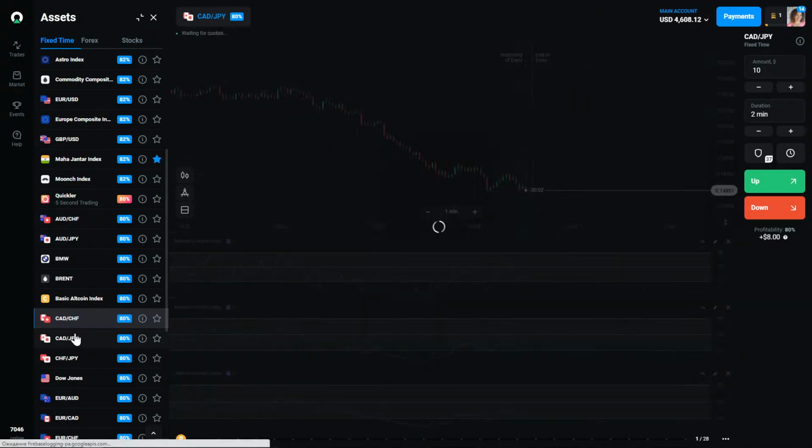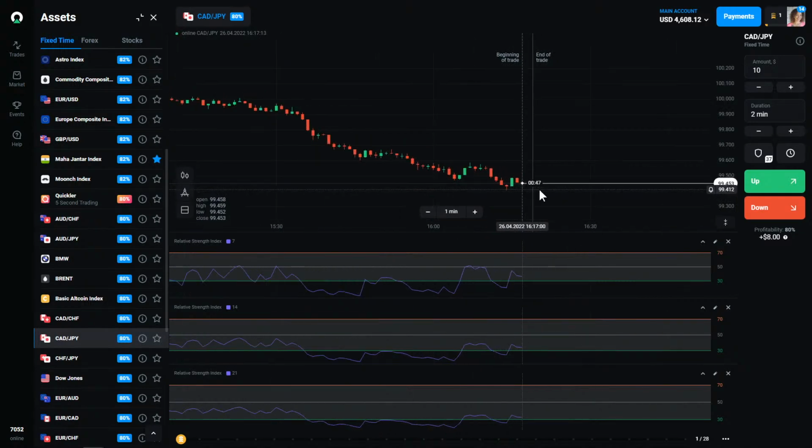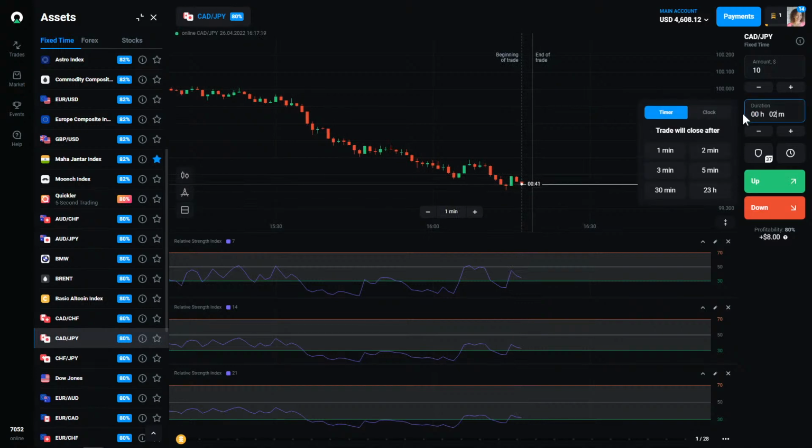So this is a very easy to use strategy, and it works great on lower time frames, like the 1 minutes. I'm a little late for this one. Let me think. I'm trying to enter this for 1 minute. Let's see how that goes.